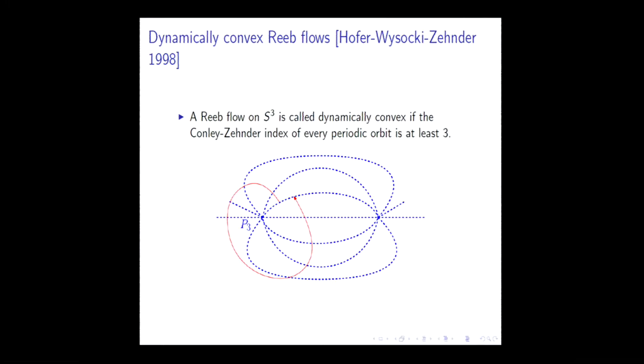And the theorem says that if the contact form is dynamically convex, then there is an open book decomposition adapted to the Reeb flow associated to the contact form, which means that there is this special orbit, P3, with index 3, and it spans this S1 family of disks, each one of them being a global surface of section.